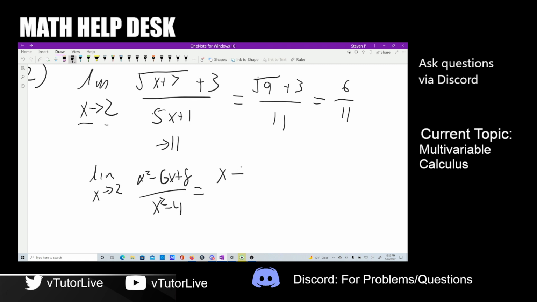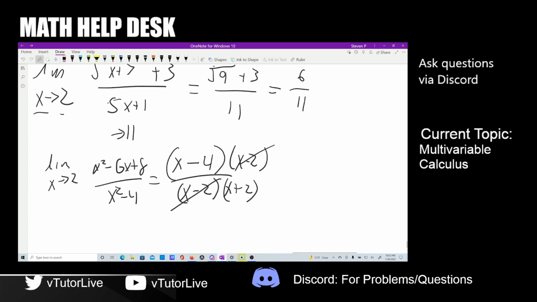But this turns into x minus 4 and x minus 2. And this turns into x minus 2 and x plus 2. And lo and behold, there is indeed some cancellation. And all that's left is x minus 4 over x plus 2. And at this point, you can take the limit as it approaches 2 with no problem, right? So then that just turns into 2 minus 4 over 2 plus 2, which is negative 2 over 4, which is negative 1/2. Okay.